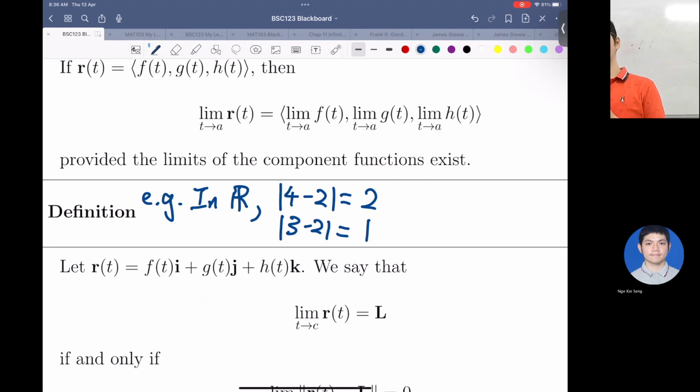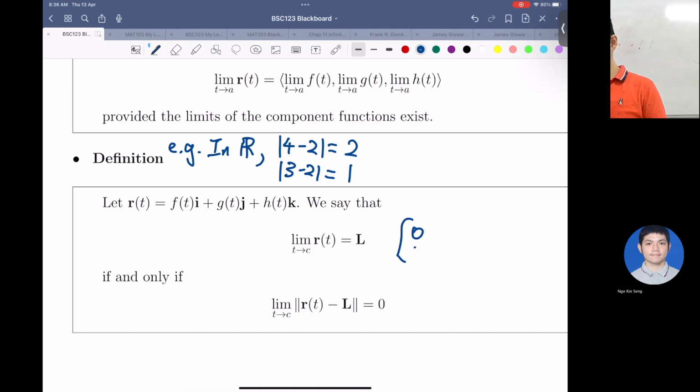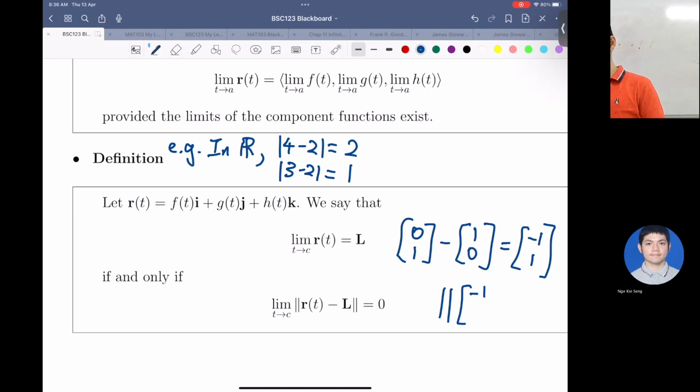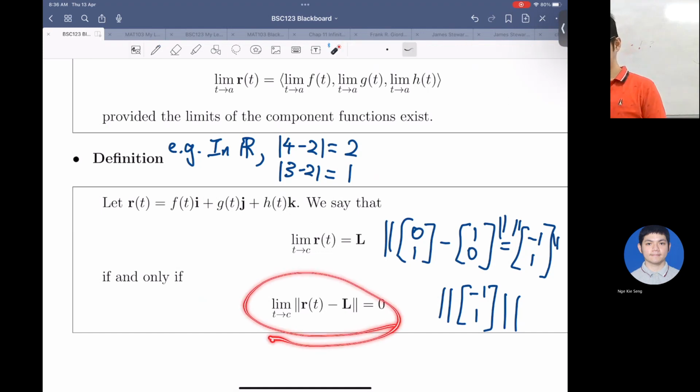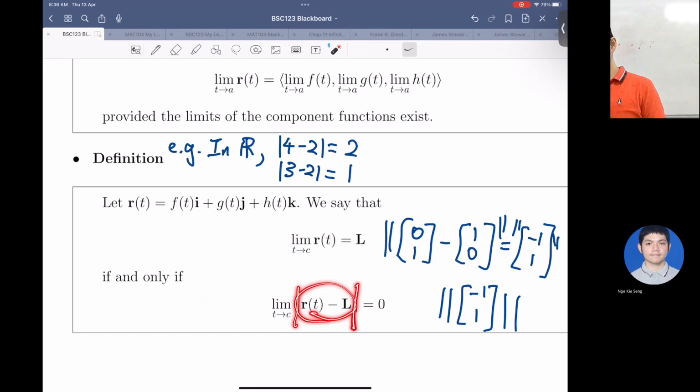But in vectors, how? How close is the vector (0, 1) to the vector (1, 0)? If we take the difference, we still get a vector. So how do you get the distance? You need to compute the length of this vector. You can use the dot product to compute the length, which is what it meant here. If you converge to this vector, I want these two vectors as close as possible. So I take the difference, compute the length, and then take the limit.